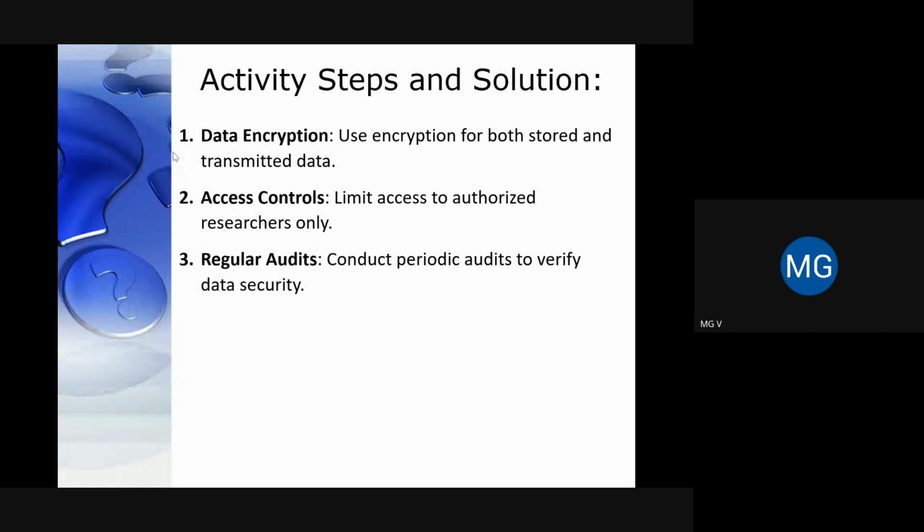Okay. Data encryption. We can use encryption for both stored and transmitted data. Then access controls. Limited access: we can limit access to authorized researchers only. Third, regular audits. We can conduct periodic audits to verify data security. So protecting sensitive data maintains ethical standards and safeguards participant information. Right? You can add more strategies; I have mentioned three: data encryption, access controls, and regular audits. But based on your study, you can mention others.